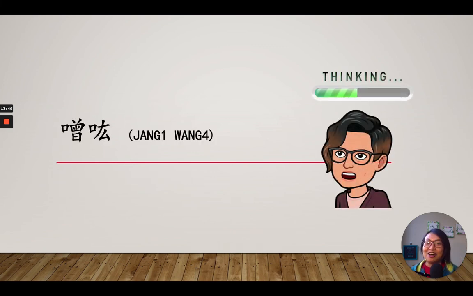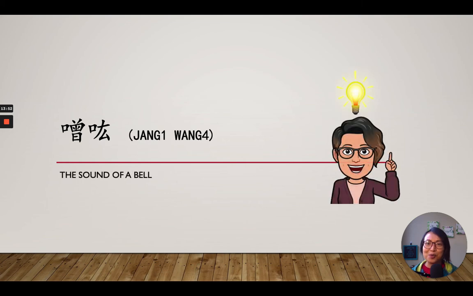This one is called 增旺. What is 增旺? Oh, well, when people are describing the sound of the bell, 增旺. So they use the sound of wong, wong, wong, and say, oh, this is a bell. 呢個鐘喺度增旺。呢個鐘嘅增旺嘅聲音好大。So this is how we use it.